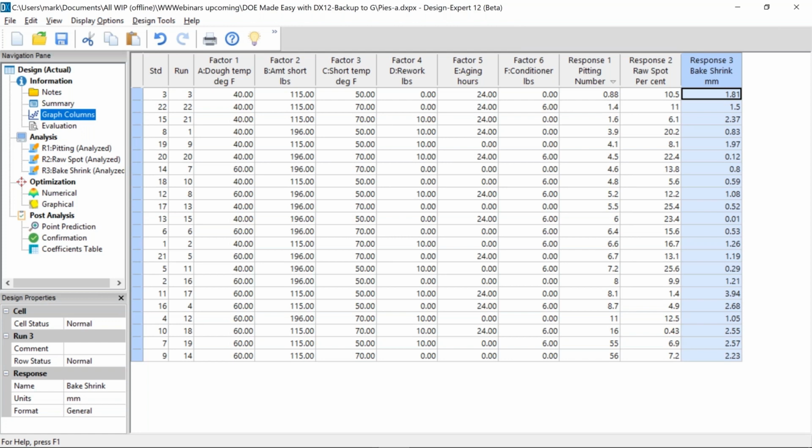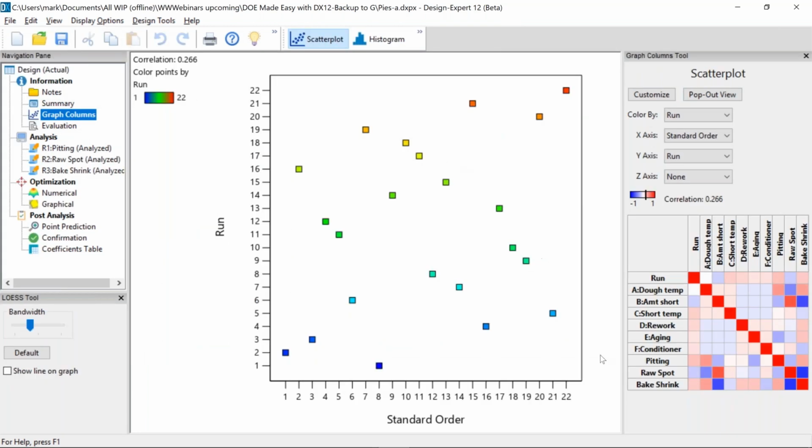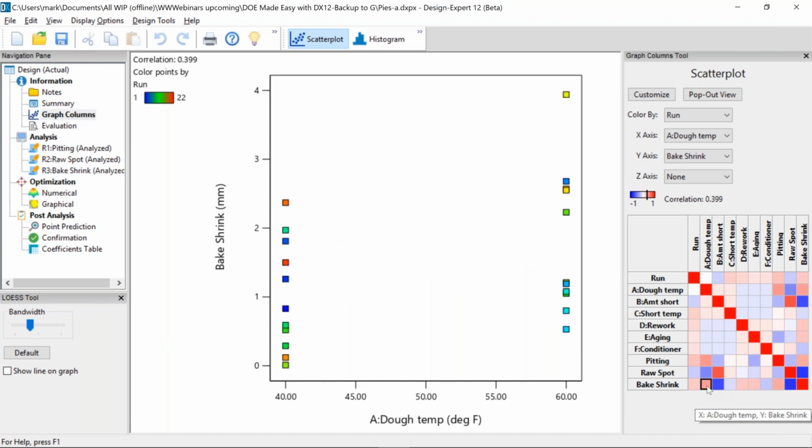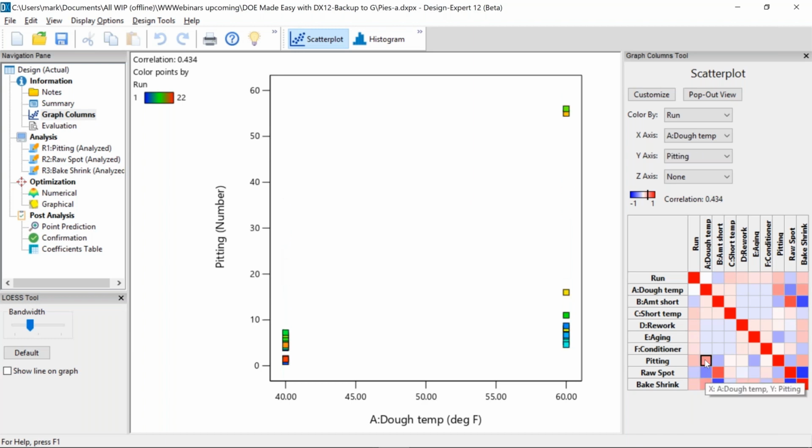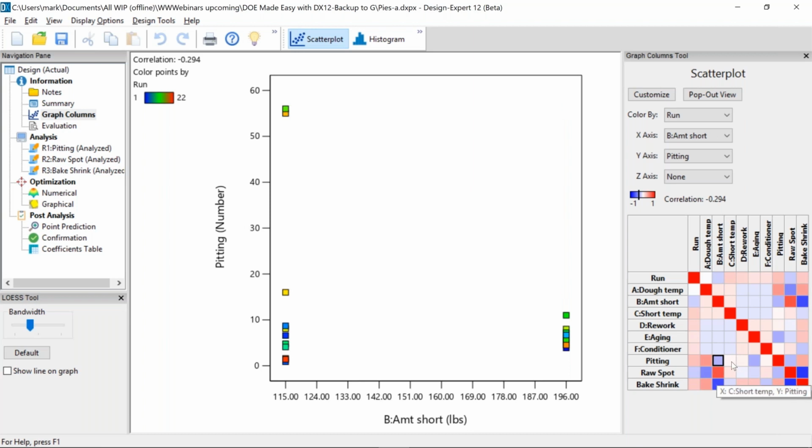So the first thing I would do is use the tools in Design Expert to graph and just get simple scatter plots. And we have this color-coded correlation grid here. What you can do then is see by the colors if there's positive correlation, like there is with dough temperature on the bake shrink, or positive correlation even higher on the pitting. And then the bluer colors are negative correlations, like the amount of shortening is negative, although it's a good thing. We want that pitting to be less. And then when you see a white square there, that means there's really not any correlation.